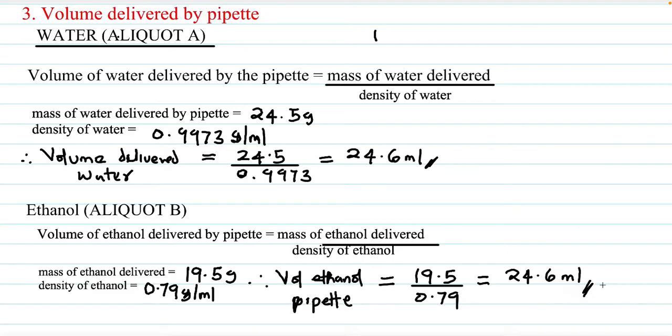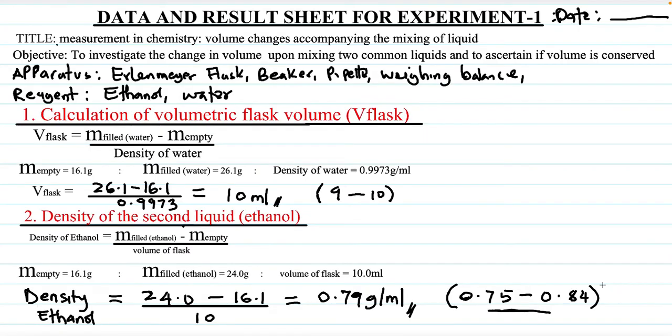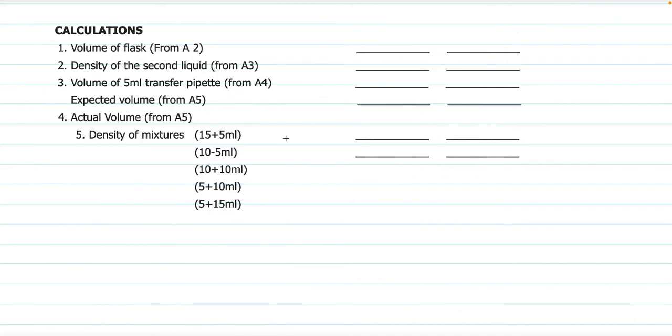Remember, when we are done, I'm going to show us where to record all these values. So for now, let's finish our calculation first. So we are done with the volume of the pipette. But let me just show us first. In the first one, the volume of the flask, we got 10 mil, and the density of the second liquid, we got this. So this is where we're going to record. You come to this place. This is the first, we got 10 mil.